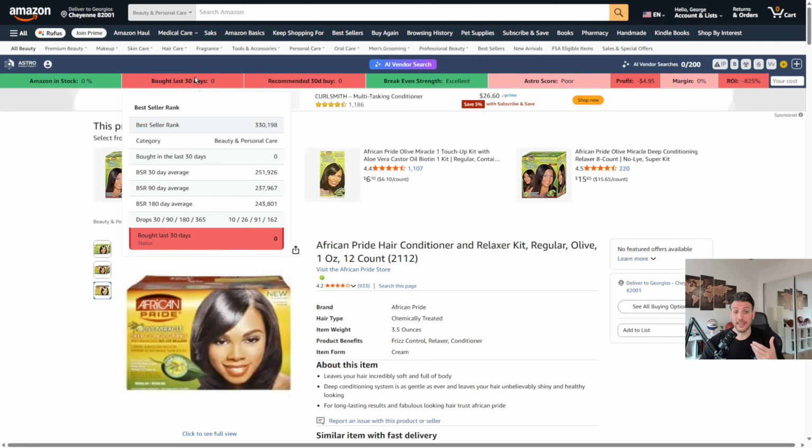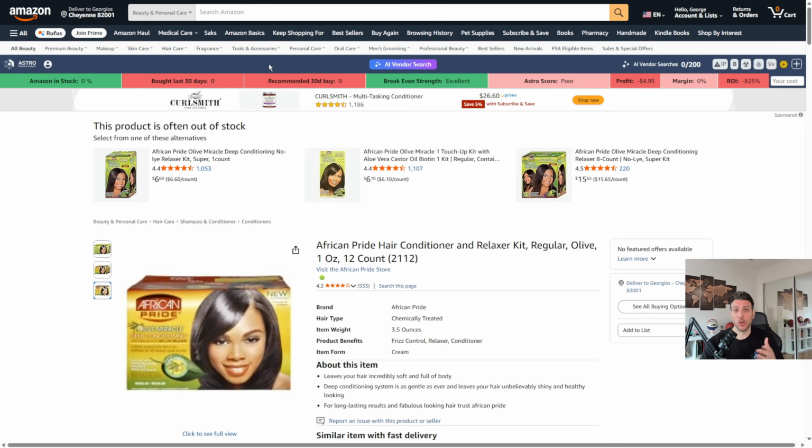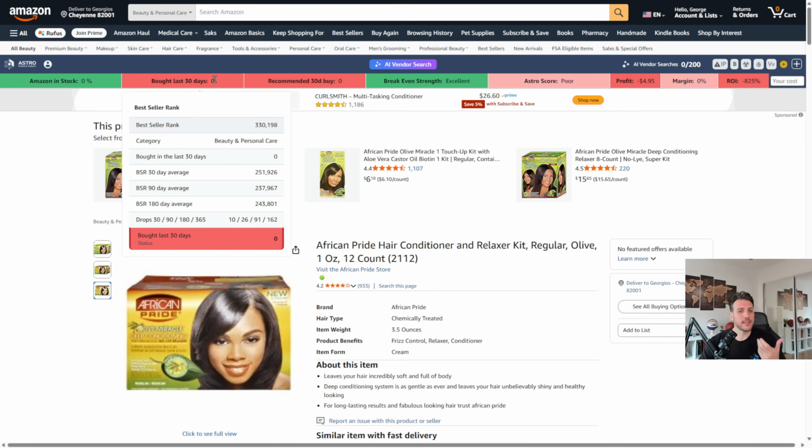So this one says 10 drops. If it has 10 drops, that means it probably only sold 10 times in the last month. So that gives us an understanding of how many it sells. So now in this scenario, there's no bought in the past month that you see over here, bought in the past month is missing. So that's when we should go off the drops. So this one again, 10 drops per month. It's 330,000 at the moment. In beauty and personal care, we understand that it gets 10 sales per month.